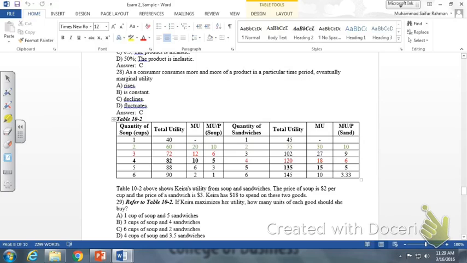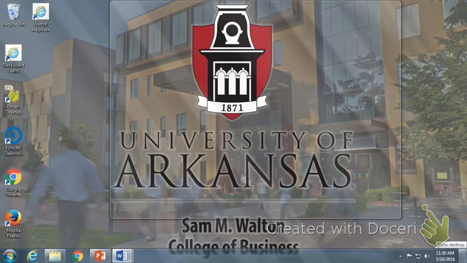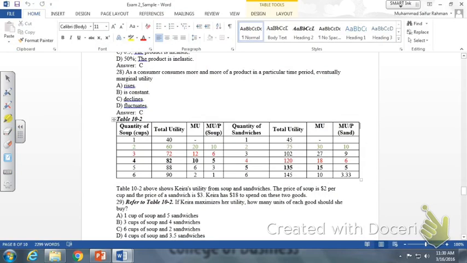Then you can also have a combination where you buy 3 units of soup and 4 units of sandwiches. Do we all see that? That also has equal marginal utility per dollar. The third one is when you buy 4 units of soup and 5 units of chicken. They also have the same marginal utility per dollar. So you basically have 3 combinations of goods that can maximize your utility.